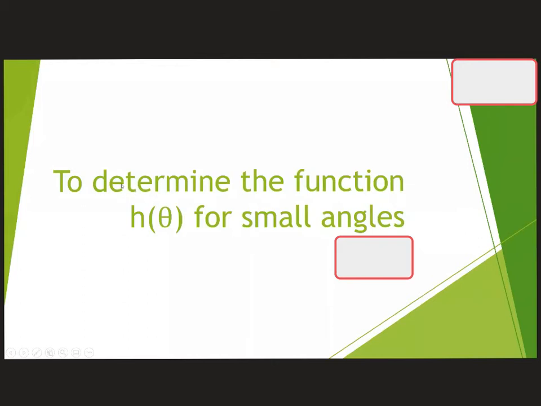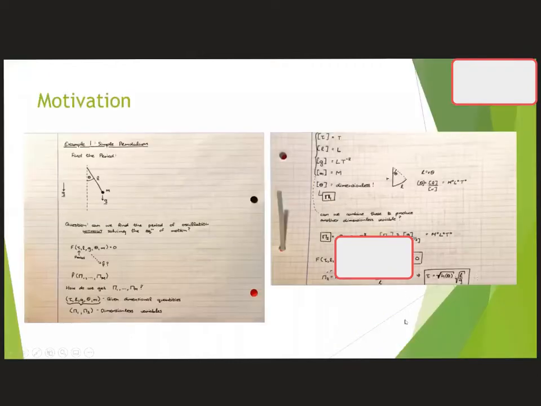The topic I wanted to discuss in this assignment is to determine the function h of theta for small angles. We came across this function when we tried to apply dimensional analysis to the period of a simple pendulum. We got as far as tau equals the square root of h theta times the square root of g over l, or l over g, sorry. But this h of theta remained a bit of a mystery, so I was kind of curious what this looked like.